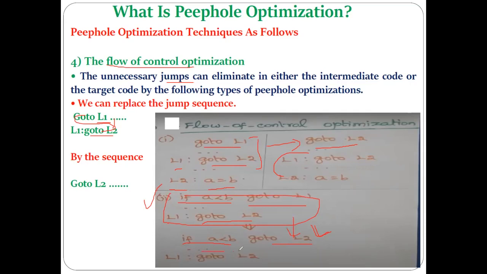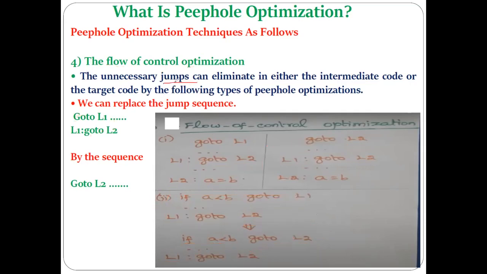Now below this, the next part of the code is shown with a label. Understood? So this is nothing but the elimination of unwanted jumps as a part of the flow of control optimization, which is a technique of peephole optimization. Then let's see the next.